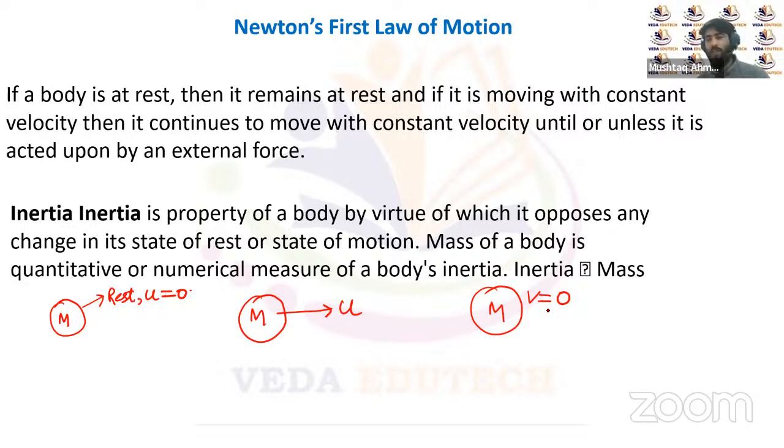If a body has more inertia, then it means that the body actually consists of more mass, right? So we can say the mass of a body is quantitatively or numerically the measure of a body's inertia, right? So numerically, inertia measures the mass of a body. The greater the inertia of a body, the greater will be the mass of a body, right?